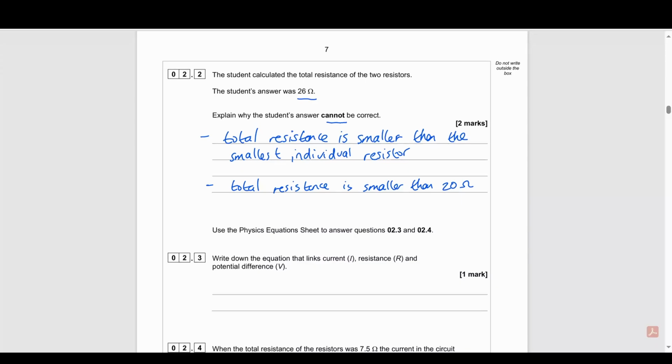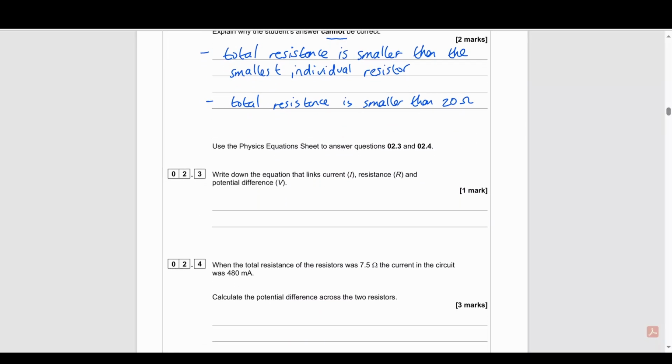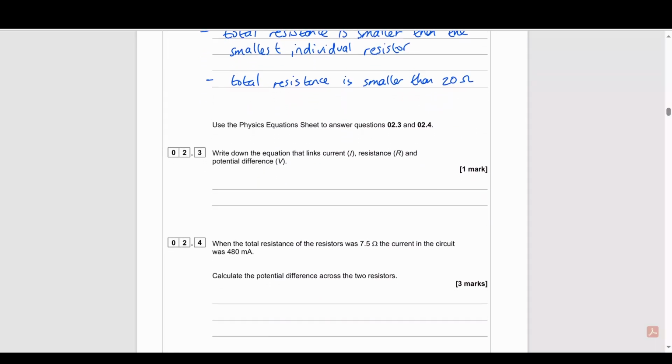Use the physics equation sheet to answer questions 2.3 and 2.4. 2.3. Write down the equation that links current, resistance, and potential difference. Well, this equation is for Ohm's law. So, to find that out, it will be potential difference, which is V, is equal to current, which is I, multiplied by resistance, which is R.